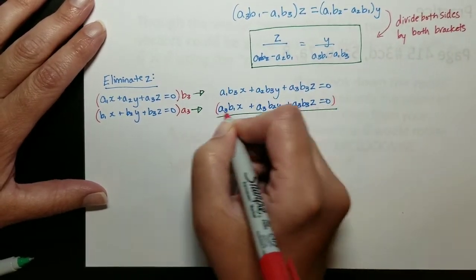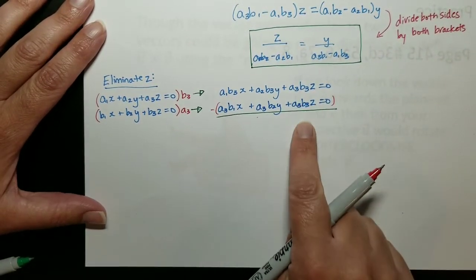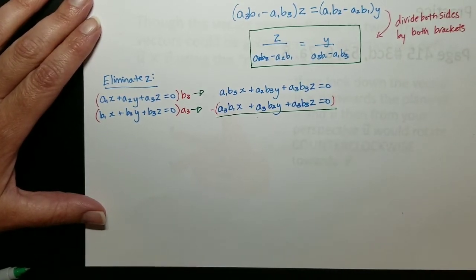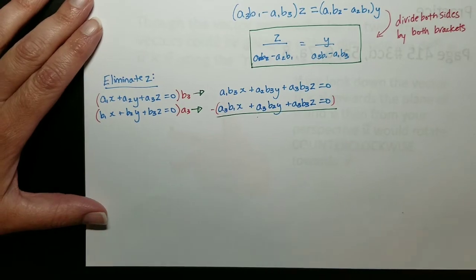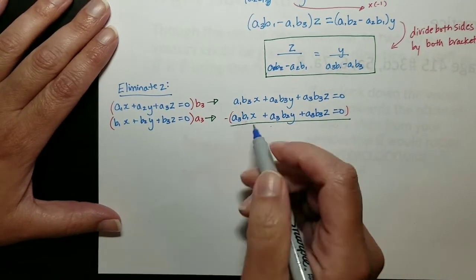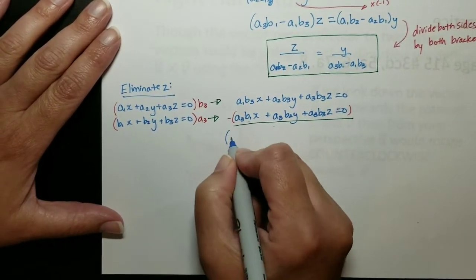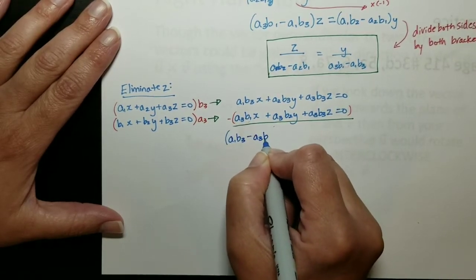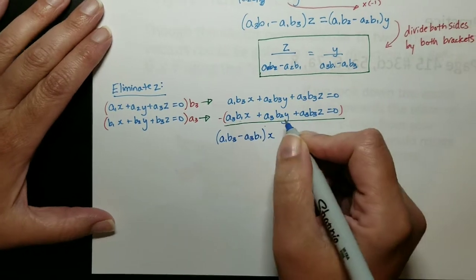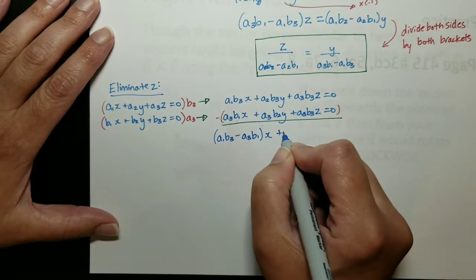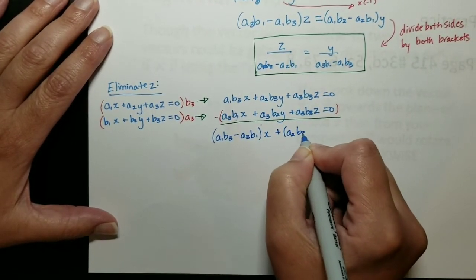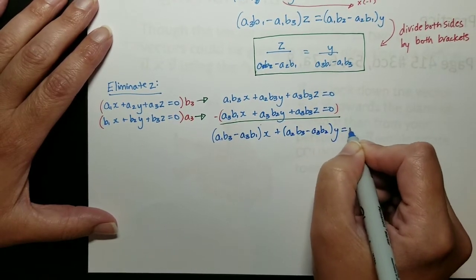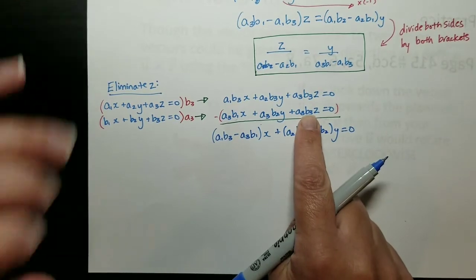So I'm going to subtract again, just elimination, so I've got the same thing there. So when I subtract my coefficients here for the x's, I'm going to have a1b3 minus a3b1 x's, and then for the y's, I'll have a2b3 minus a3b2 of y's equals 0, because those z's were eliminated.